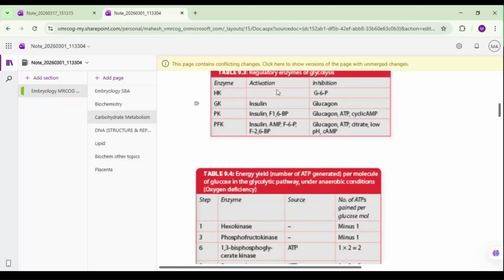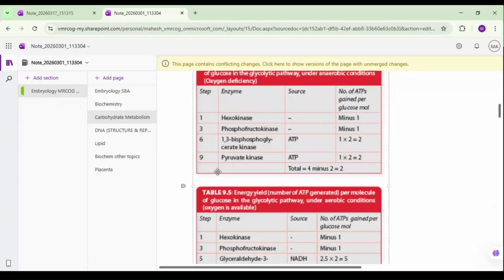Okay, now there are certain activating factors and there are certain inhibiting factors. So if you see these enzymes of the glycolysis, that is hexokinase, glucokinase, pyruvate kinase, phosphofructokinase, they are activated by the insulin, then fructose 1,6 biphosphate, okay, cyclic AMP. These are the activating factors, while inhibiting factors are the glucagon mainly and ATP, cyclic AMP, etc. Okay, so these are the inhibiting factors. Okay, now let us talk about the energy yield.